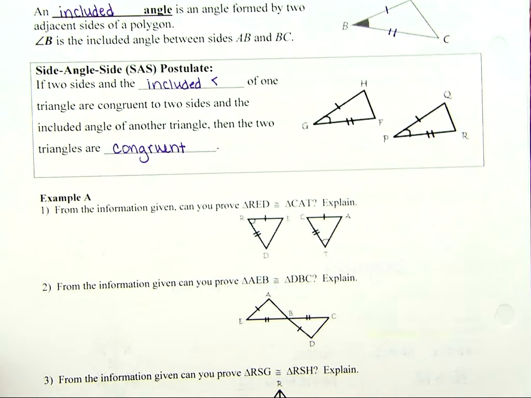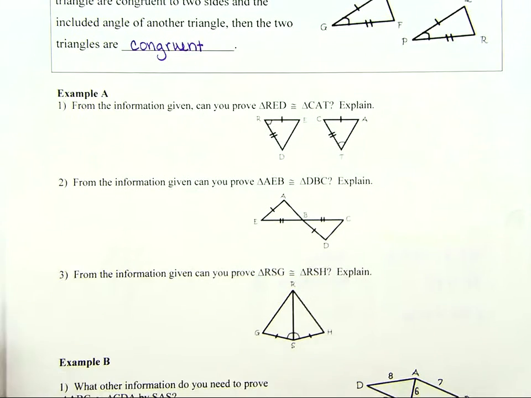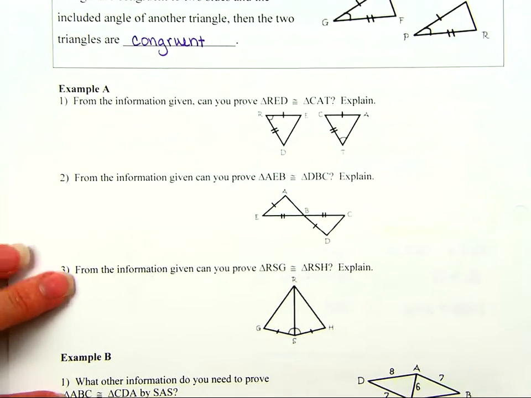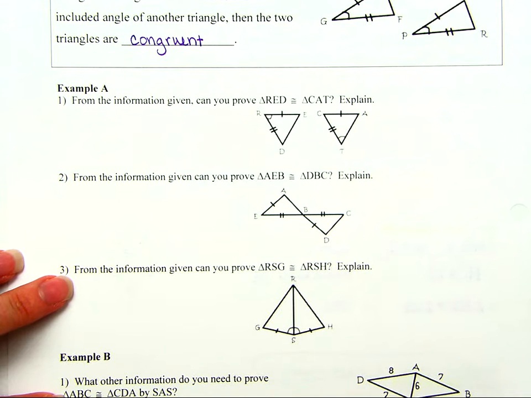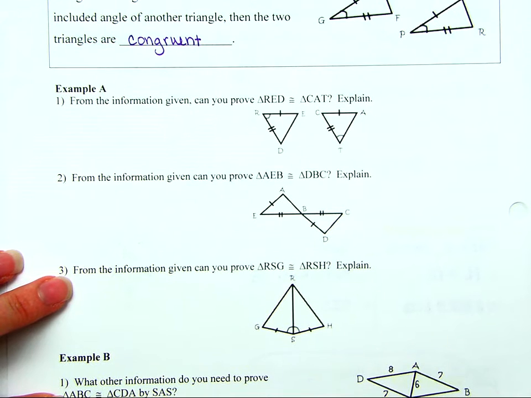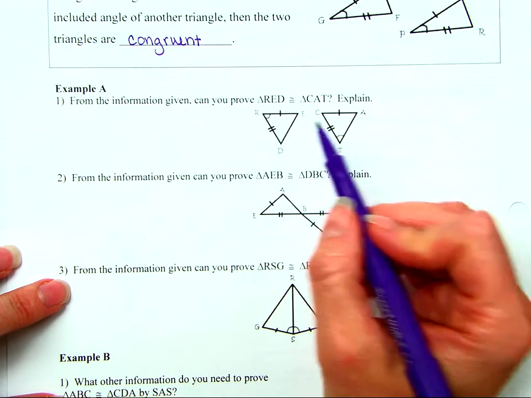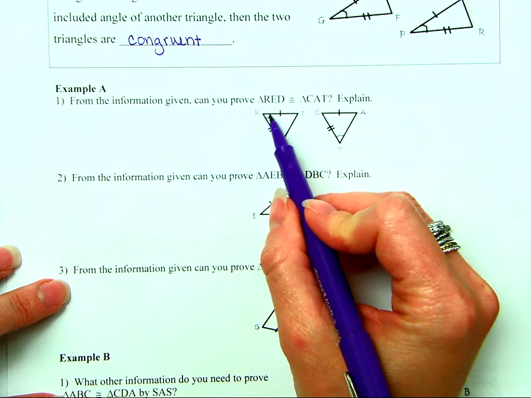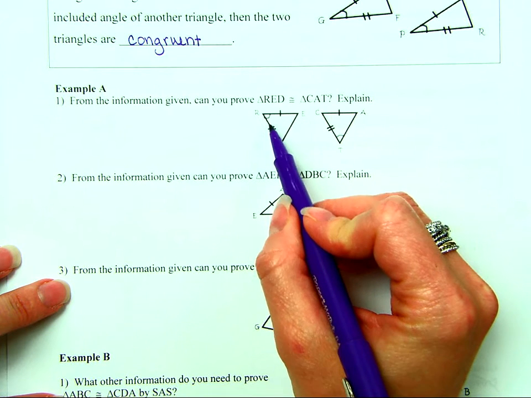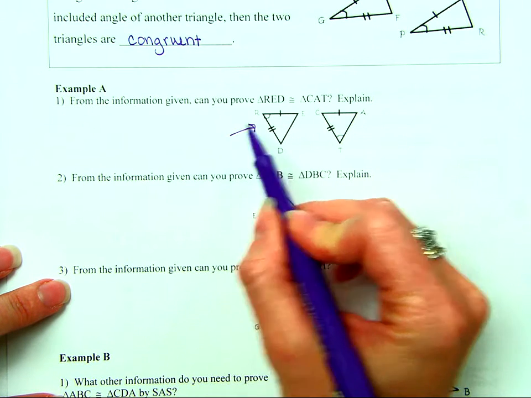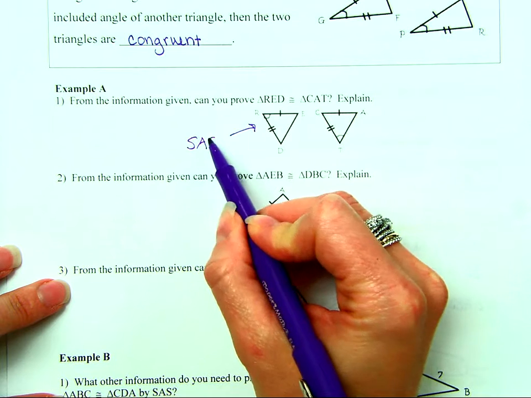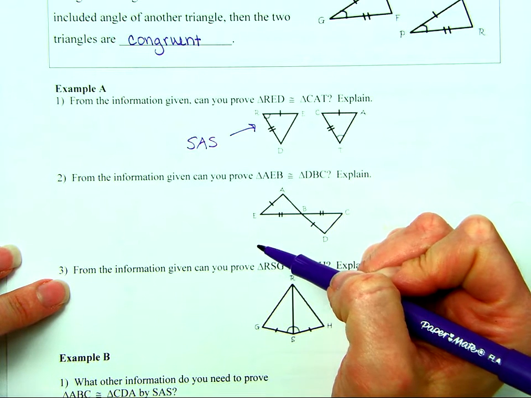Now, in some of your questions, they're going to ask you if you have enough information to prove triangles congruent. For example, in number 1, when they ask you, can you prove triangle RED congruent to triangle CAT? Well, taking a look at my triangles here, I can see that I have side, angle, side. The angle is included between my two sides.